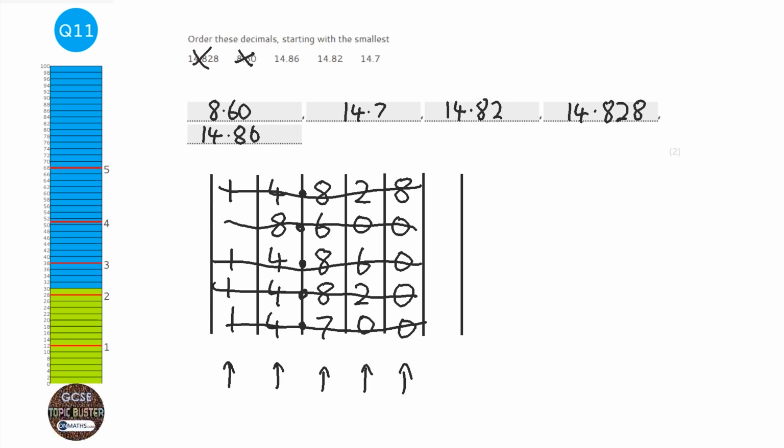Now always just double check the 5 numbers you've listed are the same as in the question. That's the same. 18.60, that's the same. 14.86, that's the same. 14.82 is the same, and 14.7 is the same. You sometimes lose a mark if you haven't written exactly the same number. Same goes for when there's fractions and decimals. You've got to write down the number that it showed in the question.